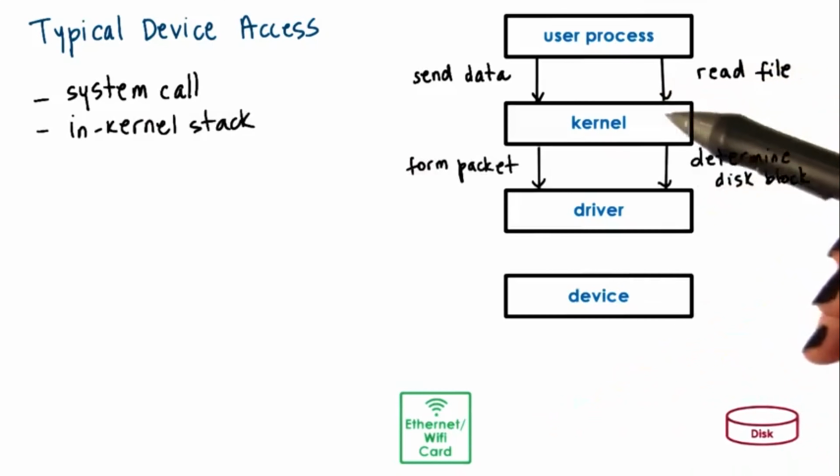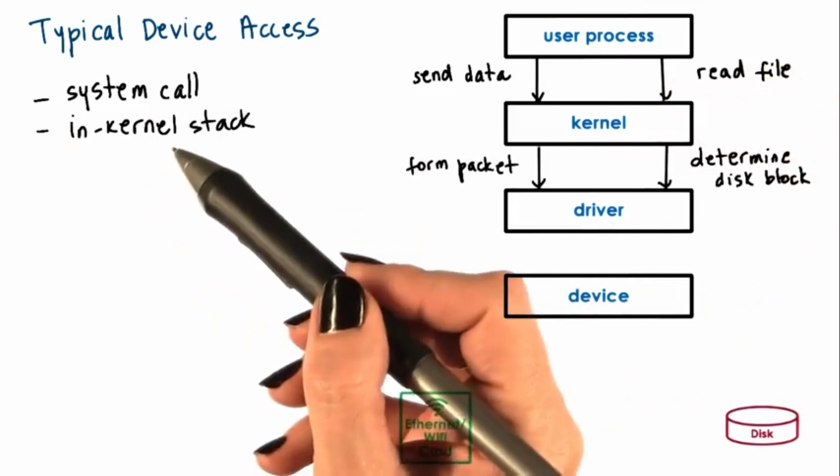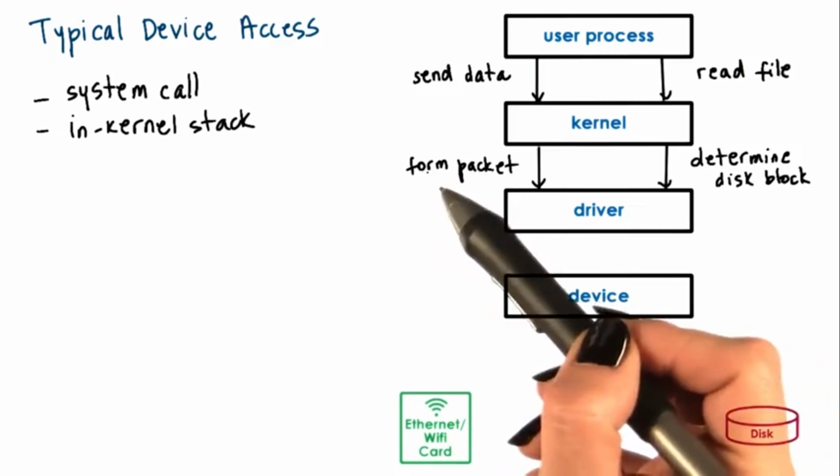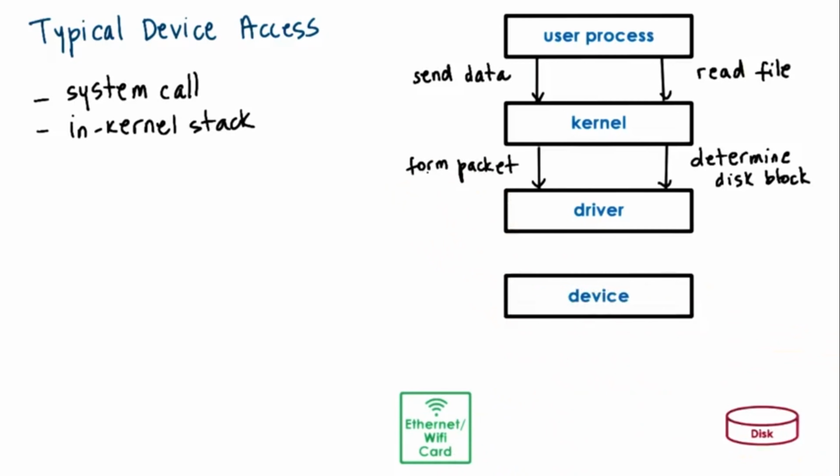The operating system then will run the in-kernel stack related to this particular device, like for instance the TCP/IP stack to form the appropriate packet before the data is sent out to the network, or the file system that's needed to determine the particular disk block that stores the file data.